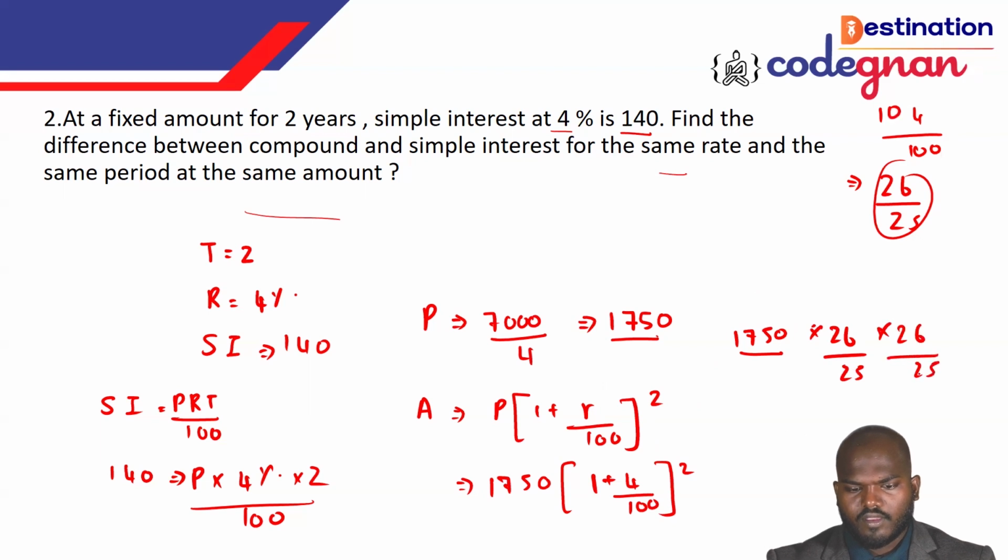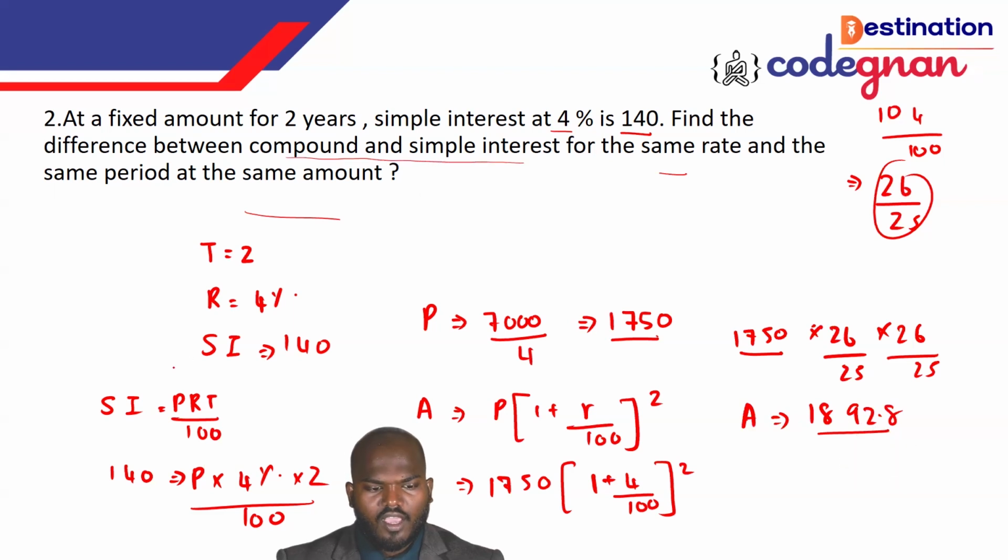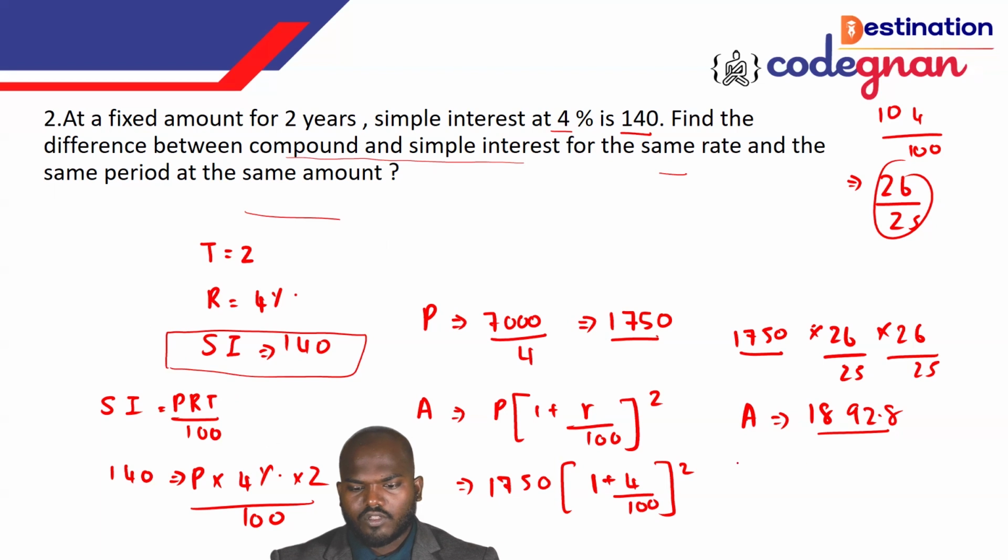If I work it out, guys, the amount I'll get here is 1892.8. Okay. But I need the interest alone. They are asking the difference between the compound and simple interest. So I have the value of simple interest is equal to 140. I need to find out the compound interest.